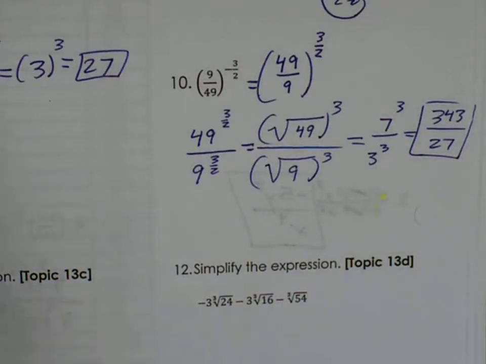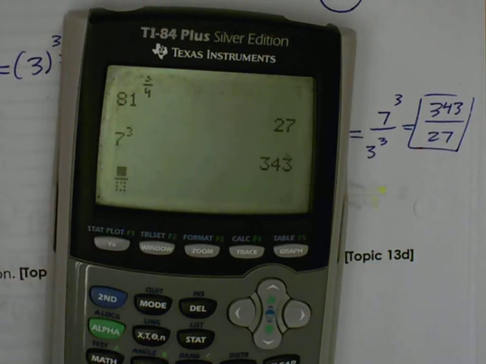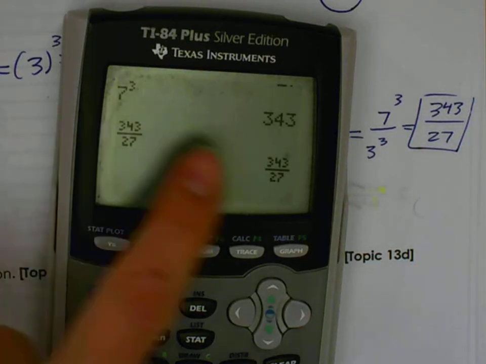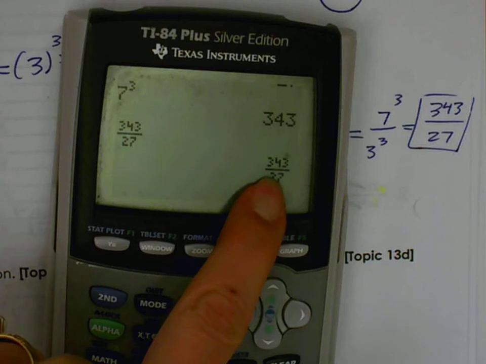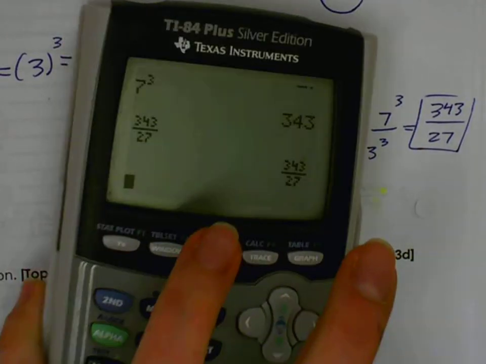And if you want to know if a fraction simplifies, you can actually use alpha y equals and check it. So if I put in 343 over 27 and it simplifies, it will simplify it for me in my calculator. But if I see the same thing I put in, I know it doesn't simplify. So if you're bad at simplifying fractions, try alpha y equals on your calculator.